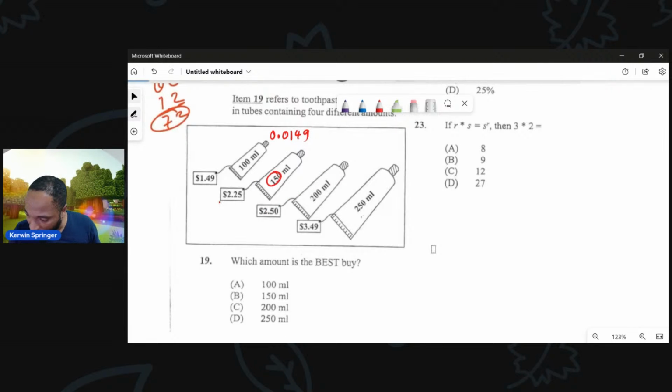I see 15 and I see 225. That's a square number. 15 could go into 225 how many times? 15 times.